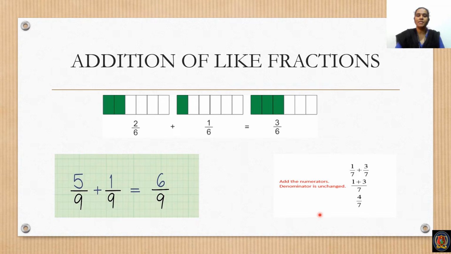Addition of numerators and the denominator is not changed. That is the rule for like fractions. One more example, 1 by 7 and 3 by 7. Add the numerators 1 plus 3, which gives you 4. 4 by 7, the denominator 7 is not changed.